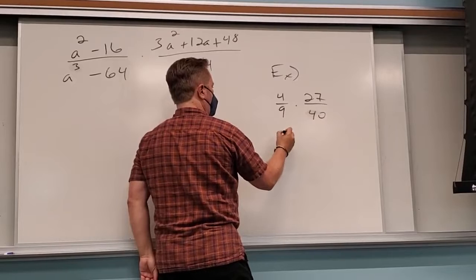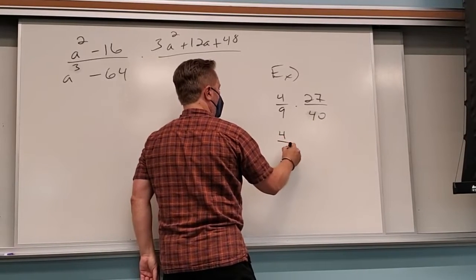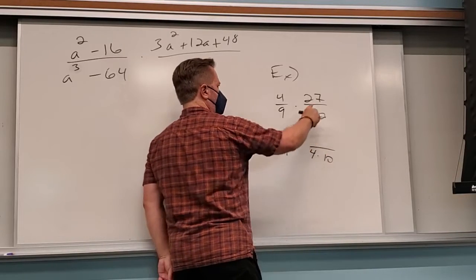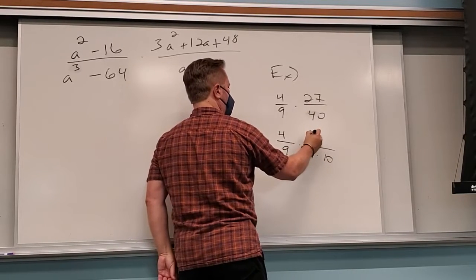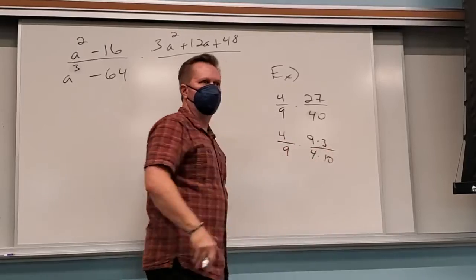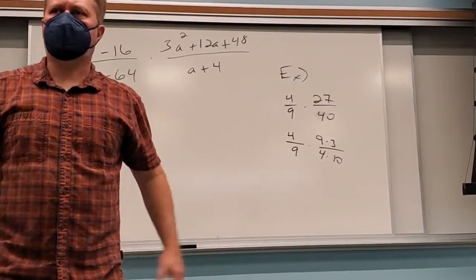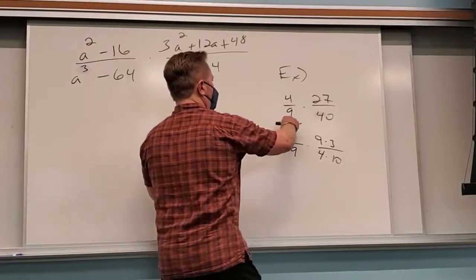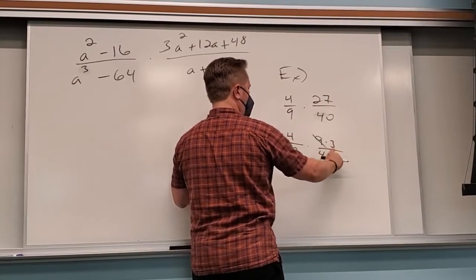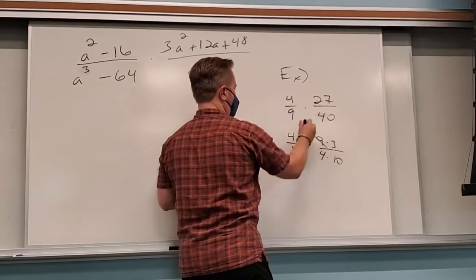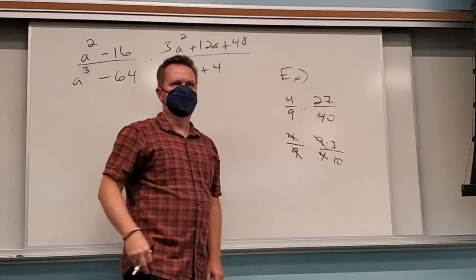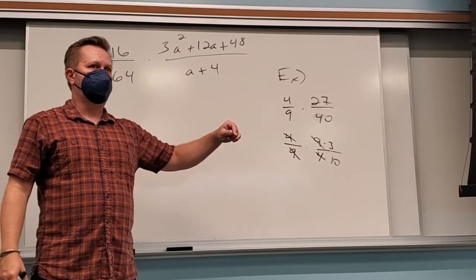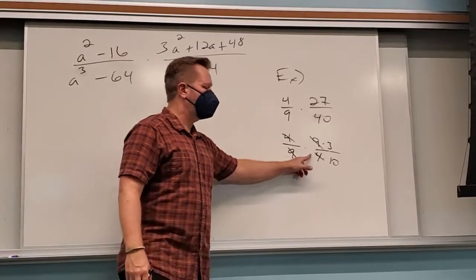I'm going to do this a different way than we ever would. 40 is 4 times 10, yes? And what's 27 based off of this? 9 times 3. We would never do that. We don't really need to. But do you see how 9 goes into 27 3 times? 4 goes into 40 10 times? So the answer is 3/10. I like it.